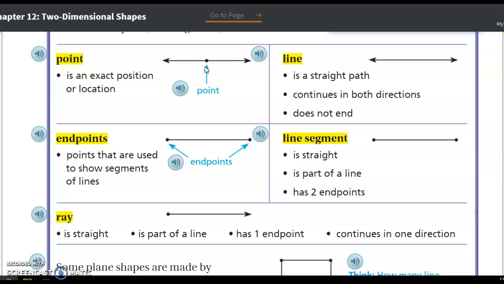And we'll get into a little bit later how you name points. A lot of times the points, actually most of the times, the points are just named by letters. Point A, point B, point Z, point X. We don't name them Billy Bob or Sally or anything like that. Just a letter of the alphabet.